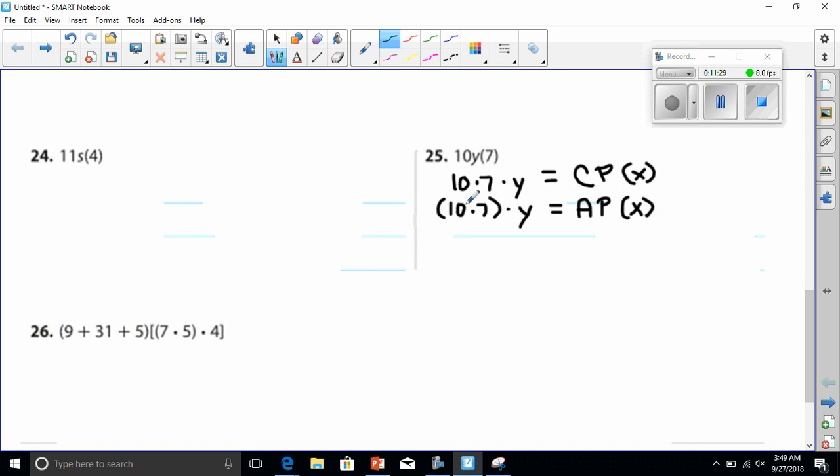And lastly, I can solve 10 times 7, well, that's 70. And then y would go after it. And that would be the simplified version. And it's pretty much all I could do.